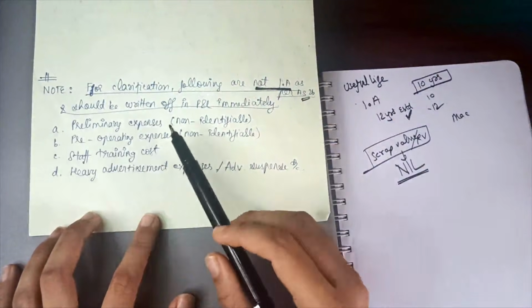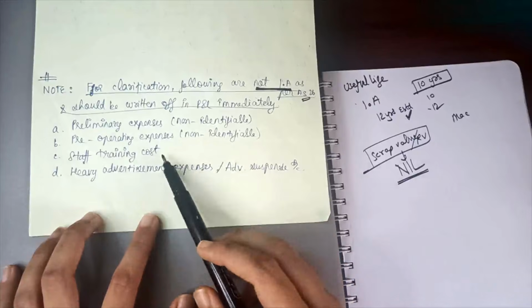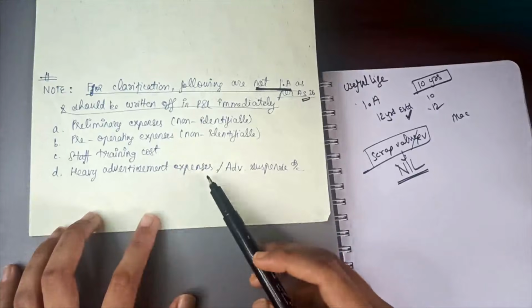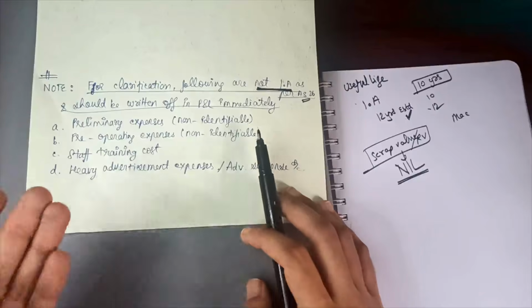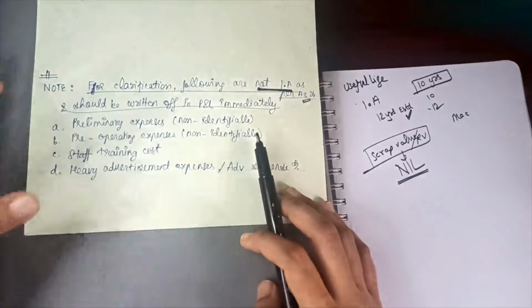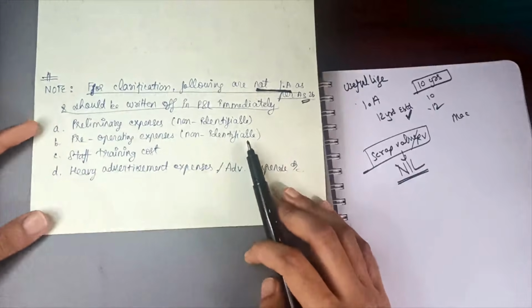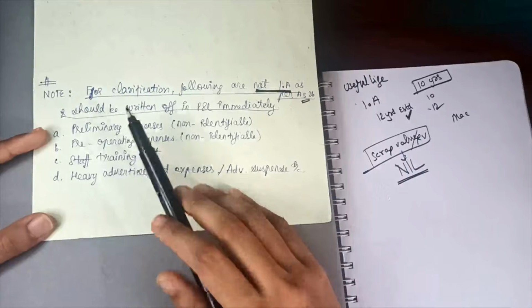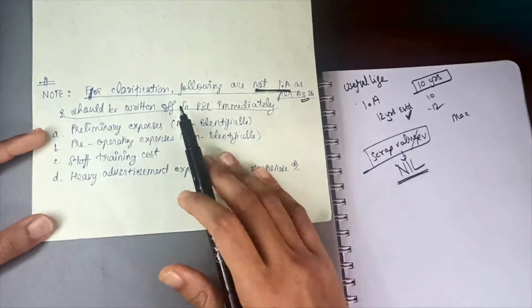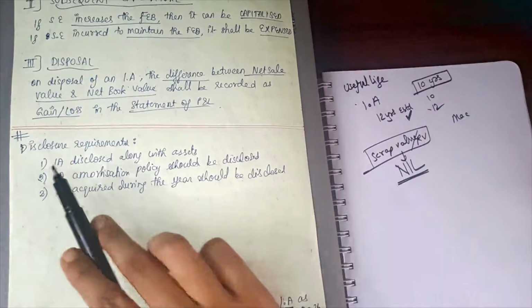Second is pre-operating expenses. Third is staff training cost. And fourth is heavy advertisement expenses or advertisement suspense account, whatever you call it. These 4 expenses, please remember these 4. Okay, it might be tested in the exam. These 4 expenses you will not include as intangible assets, and these 4 expenses have to be written off to P&L immediately.